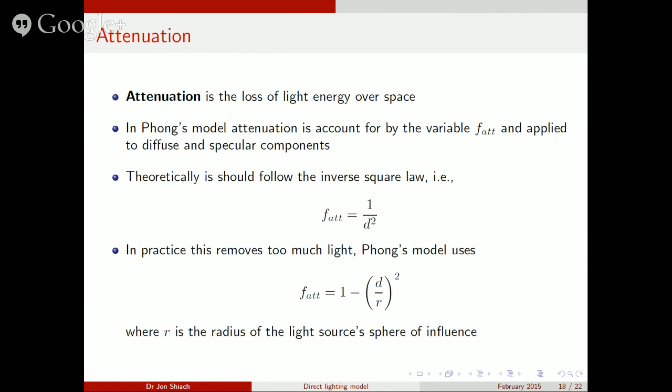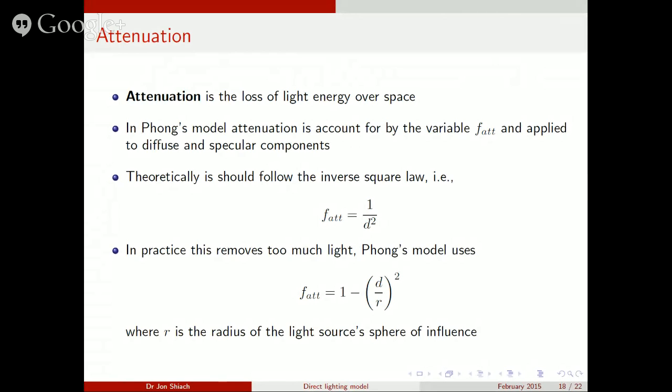Okay, so in our direct model so far we've got ambient light, which is light bouncing off of all other objects. We've got diffuse light, which is light bouncing off of rough surfaces. And we've got specular, which is light bouncing off of shiny surfaces. Another thing we can take into account is what we call attenuation. This is loss of light energy over space.